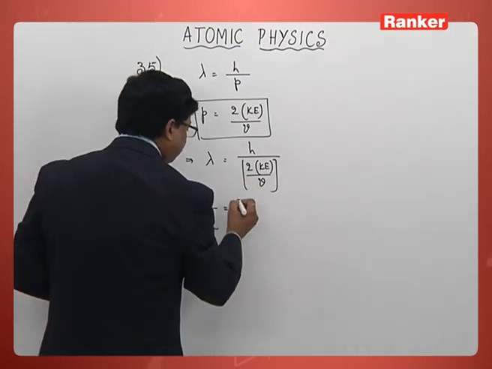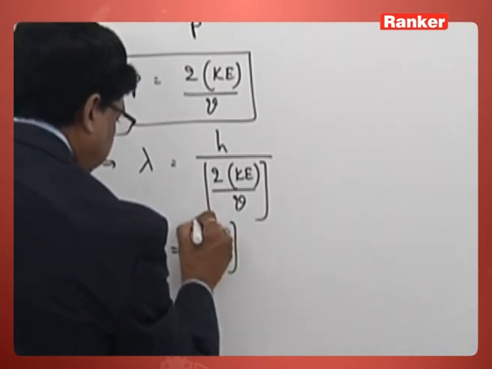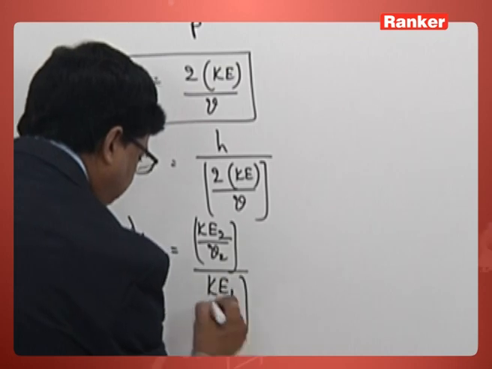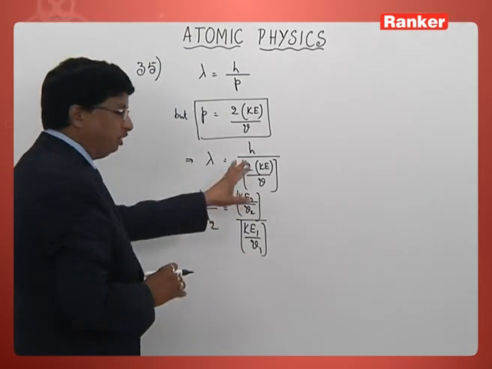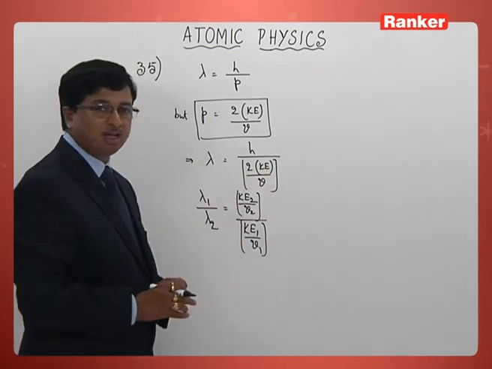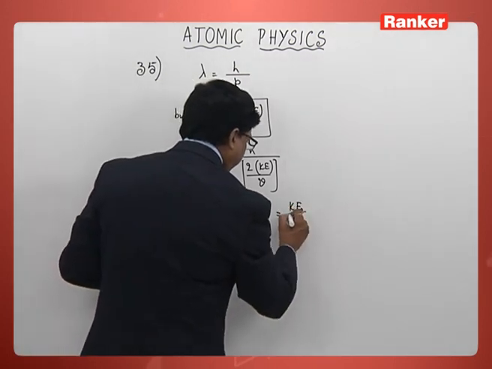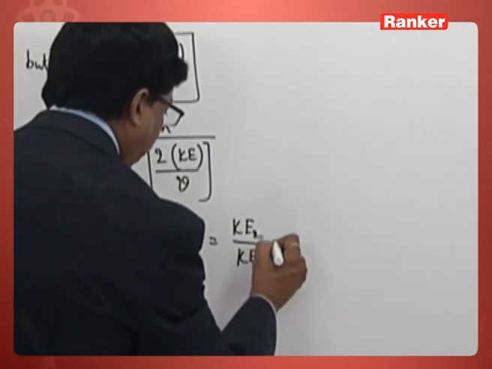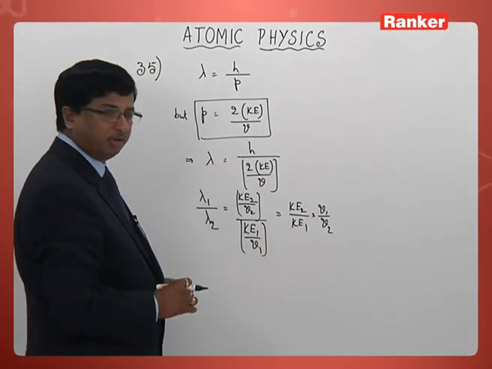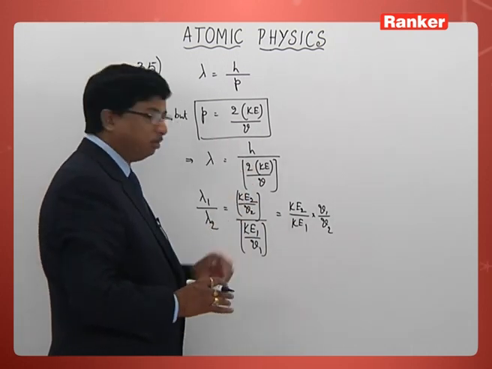H being constant, 2 being constant, what can I write now? Lambda 2 by lambda 1 equals KE2 by V2 divided by KE1 by V1. Lambda is inversely proportional to kinetic energy by velocity. That is the concept I have taken up. So we can rewrite the same this way: kinetic energy final by kinetic energy initial into initial velocity by final velocity. What are the values given in the problem? Now look at them and substitute them here.